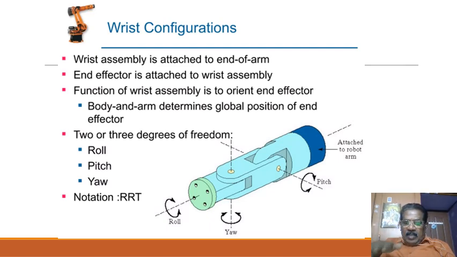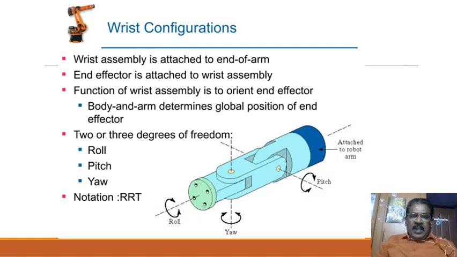If the wrist goes up and down, it is called pitching, if it moves left to right, it's called yaw, and if it is twisted, it's called roll. Now, this gives a lot of degrees of freedom with respect to the kinematics that we look at. The wrist assembly is attached to the end of the arm, and the end effector is attached to the wrist assembly. The function of the wrist assembly is to orient the end effector. The end effector is connected here, and this is attached to the arm. So this part is the wrist part.